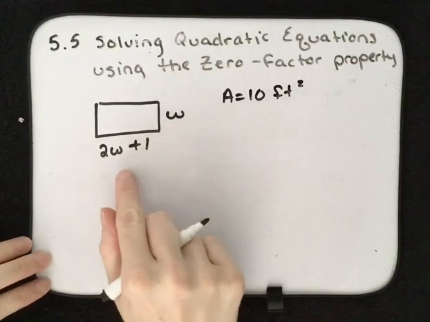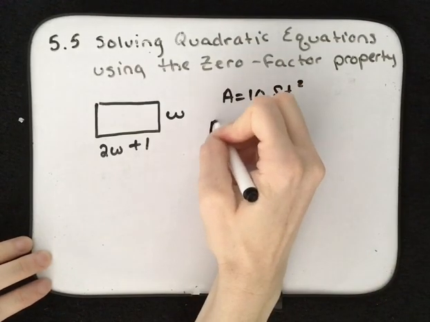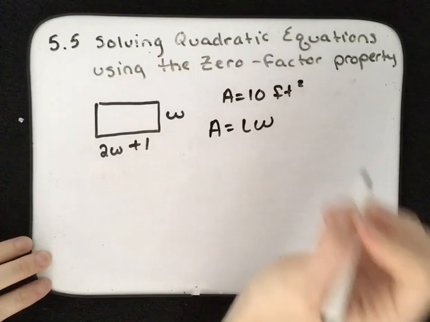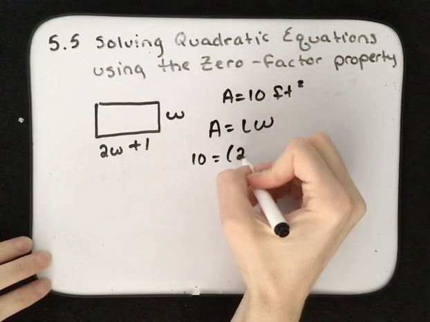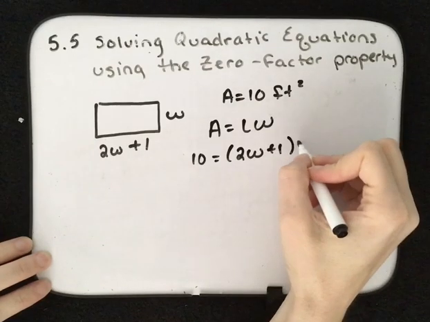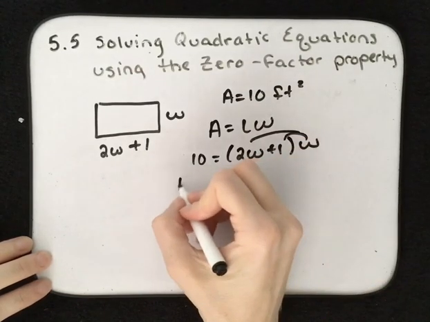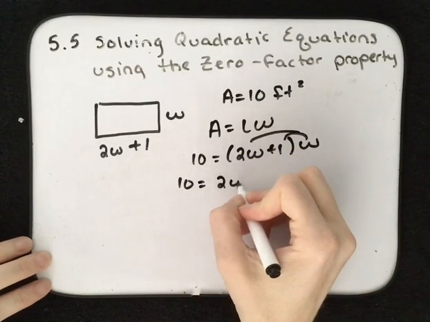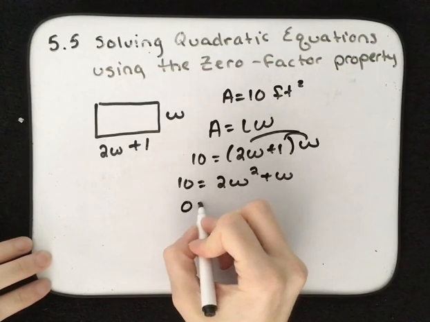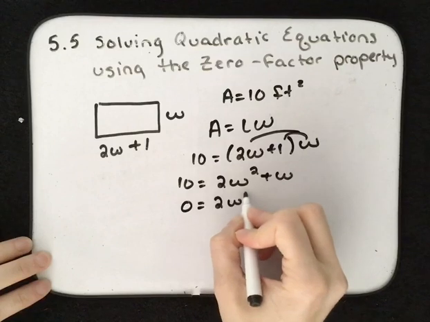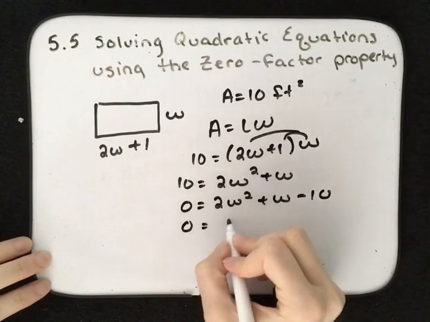So we want to know the width and the length, and we know the whole thing is 10 square feet. To figure out area, that's length times width. So area in this case is 10, equal to the length, which we're told is 2w plus 1, times the width. First thing we need to do is distribute our w. Now we need it to say equals 0. Now we need to try to factor.